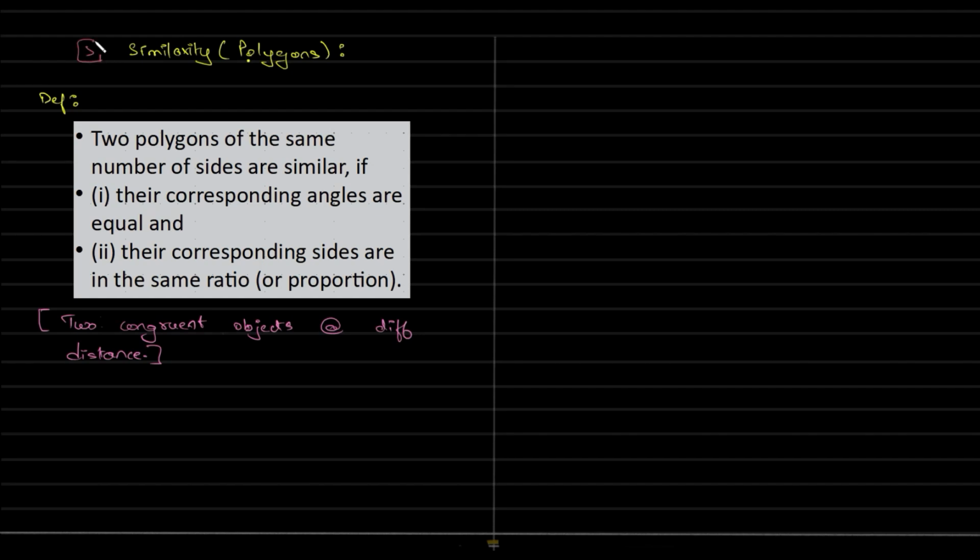So we're looking at similarity of polygons. Congruence has to do with two structures being of the same size and shape. Both size and shape have to be the same. But similarity is when two objects or two figures are said to be similar if their shape is the same but the size is not. It might be equal or it might not be equal.